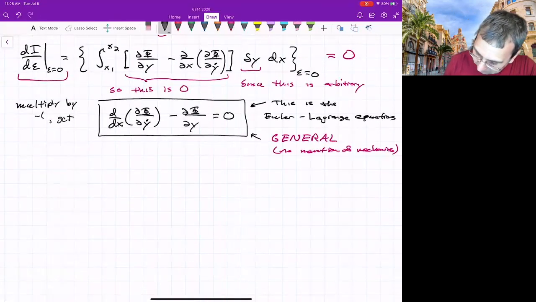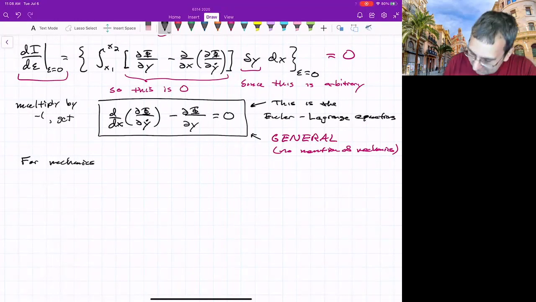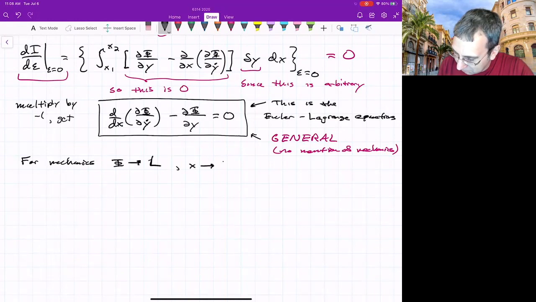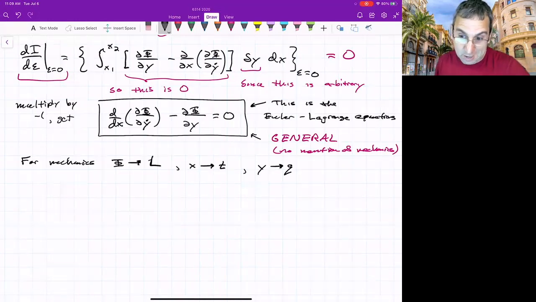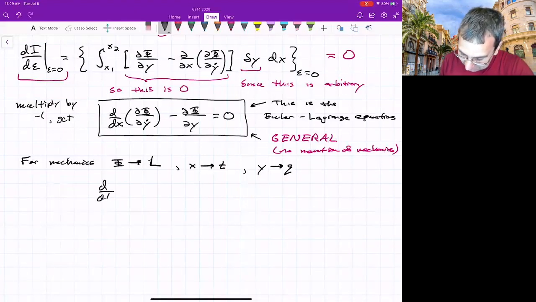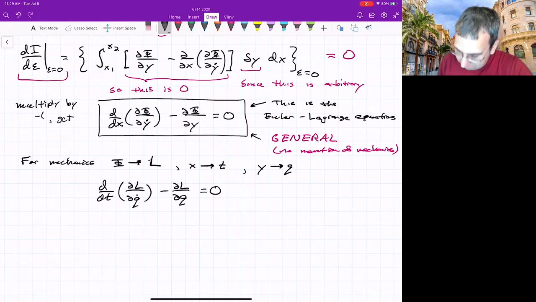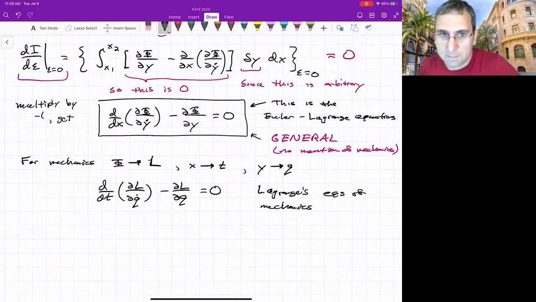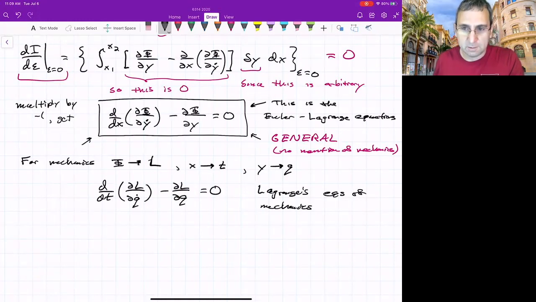So if you're thinking, okay, how to apply to mechanics? For mechanics, instead of phi, you use L, the Lagrangian. Instead of using x as your independent variable, you use time, t. And instead of y as the dependent variable, you use a generalized coordinate, q. And then this just becomes exactly d by dt, partial L, partial q dot, minus partial L, partial q equals 0. You get Lagrange's equations of mechanics. But this is way more general, so you could use it to solve a variety of problems.